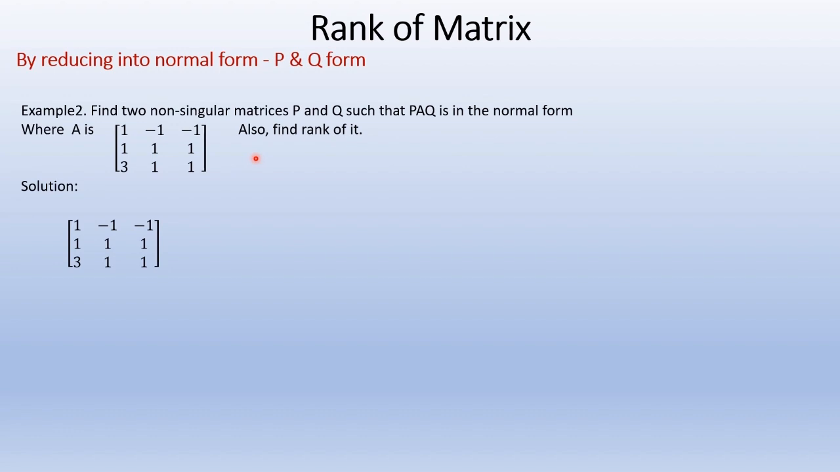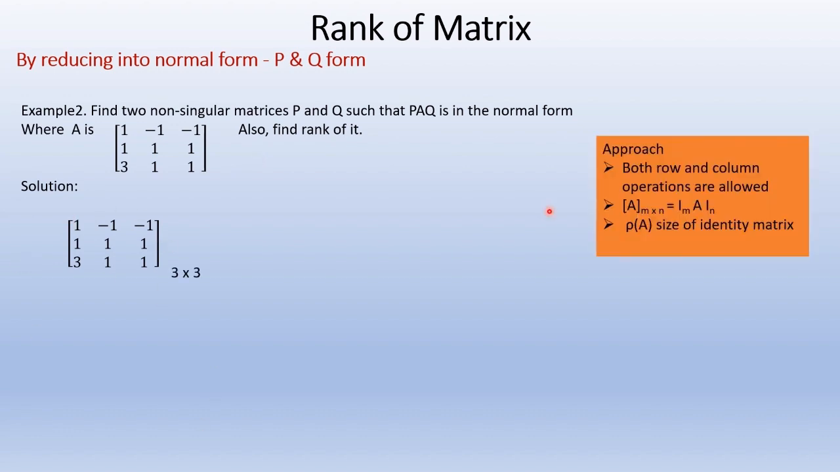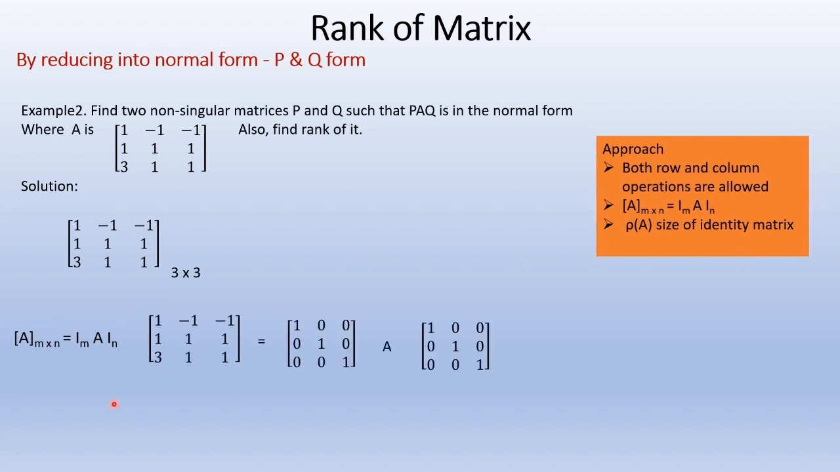Here, the approach is, both row and column operations are allowed. Matrix A of order M by N is equal to identity matrix of order M into A into identity matrix of order N, and the rank of the matrix is the size of the identity matrix. So, to obtain matrices P and Q, we reduce the LHS to normal form.